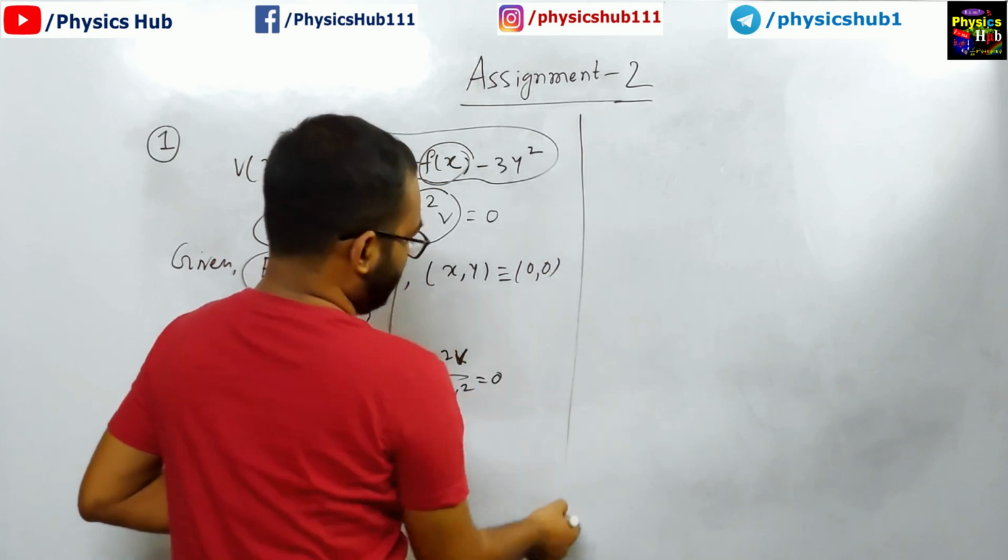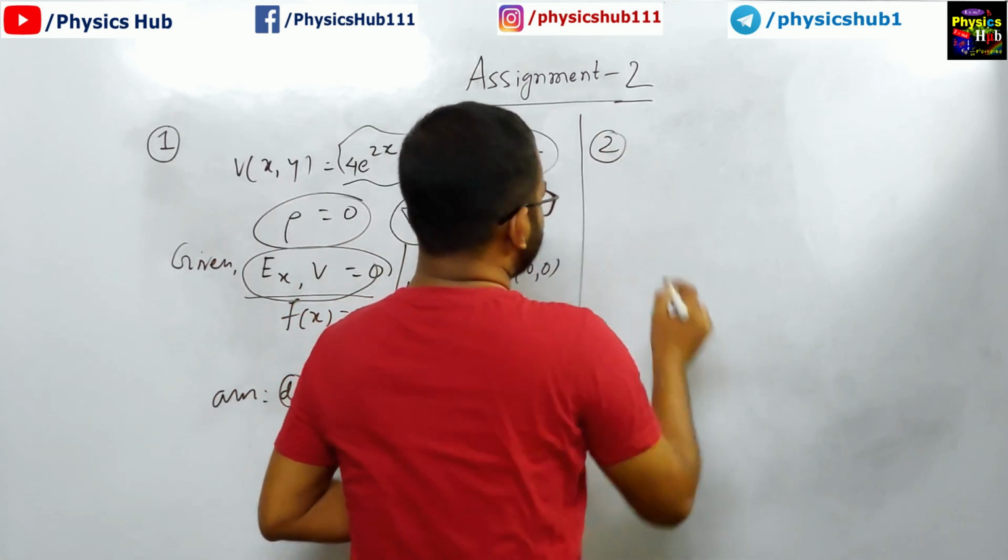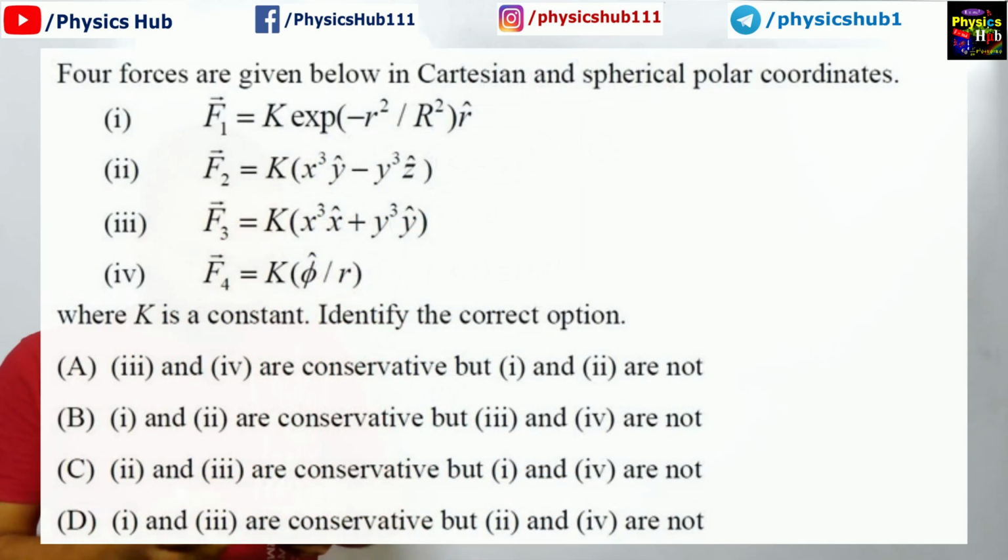Let's quickly move to the next problem, problem number 2. Let's see what the problem says. Four forces are given below in Cartesian and spherical polar coordinates. Mixed forces are given: F1, F2, F3, F4. Some of those forces are given in Cartesian coordinates, some in spherical polar coordinates. Where k is a constant, identify the correct option. So basically you have to find out whether the forces are conservative or not.